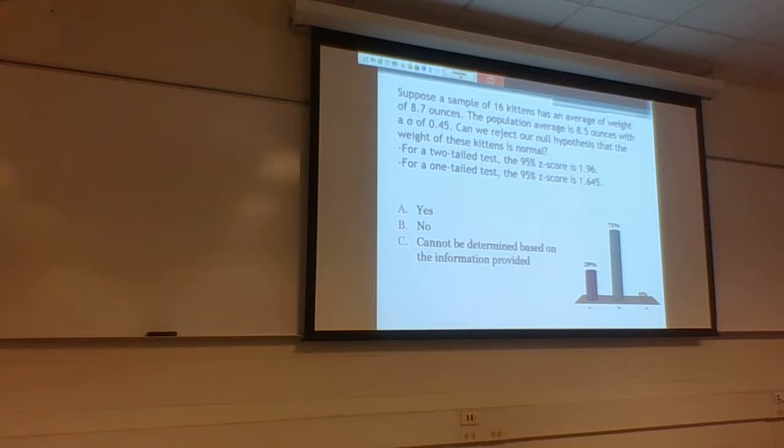Okay, so it looks like we've moved slightly away from A toward B, which makes sense. That is correct. B is the correct answer. Well, let's talk about why it is.